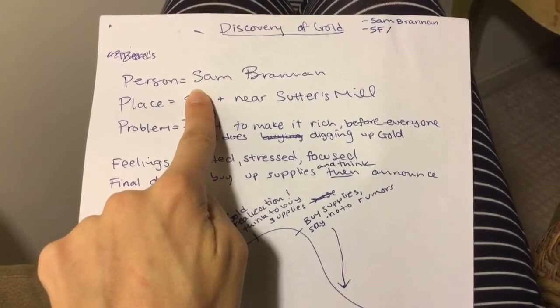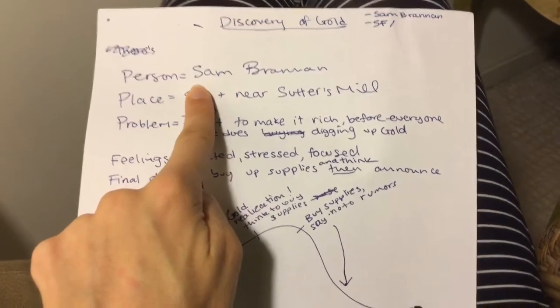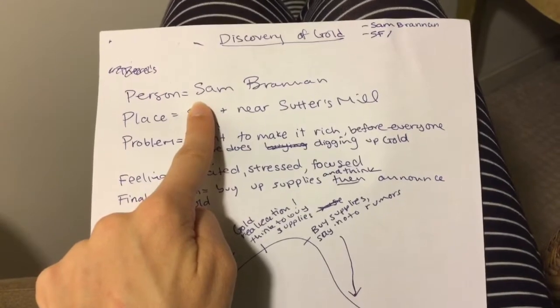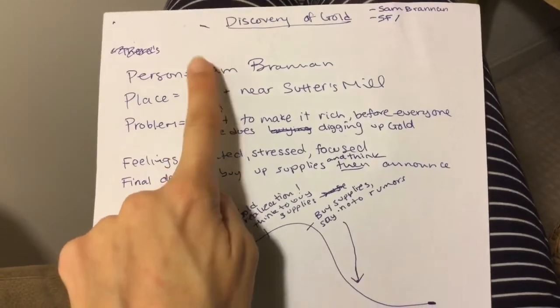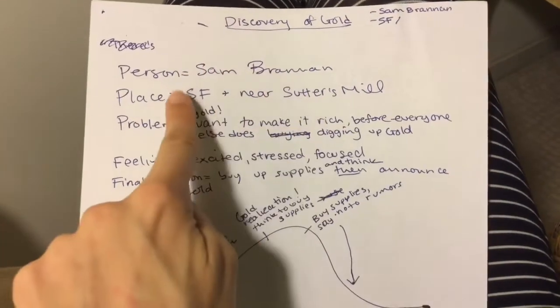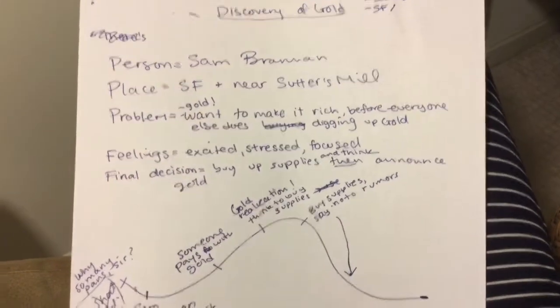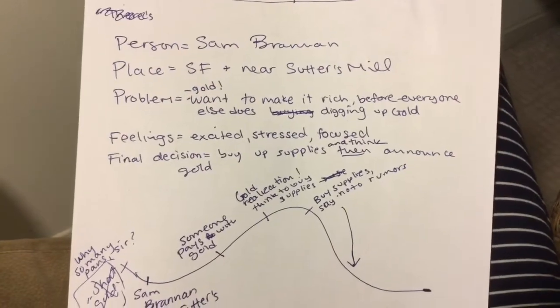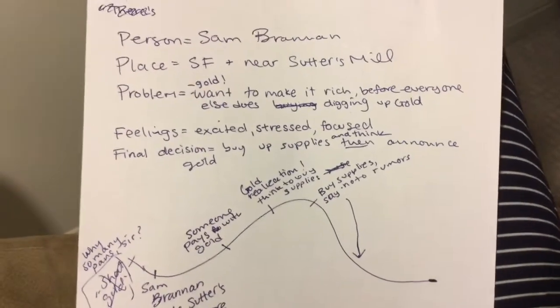And the reason why is because I remembered what I told everybody last time. Your event needs to last about 20 minutes in real time, and Sam Brannan would not be in both of these places in 20 minutes. That would have him be like Flash or some superhero. That's not reality. Okay. The problem.